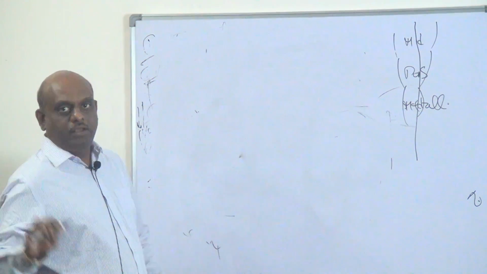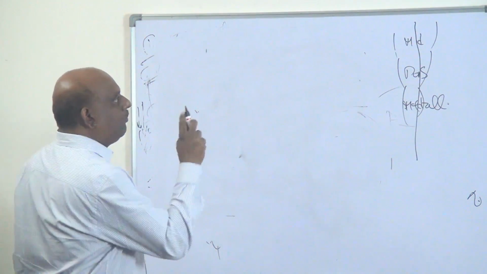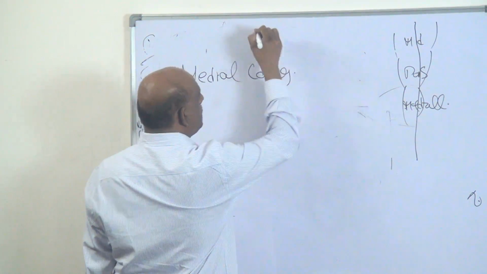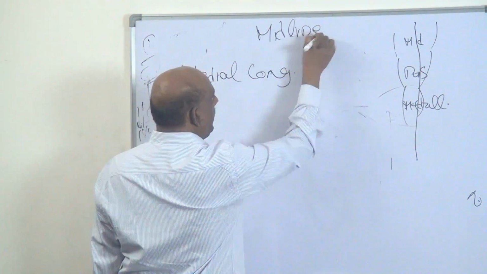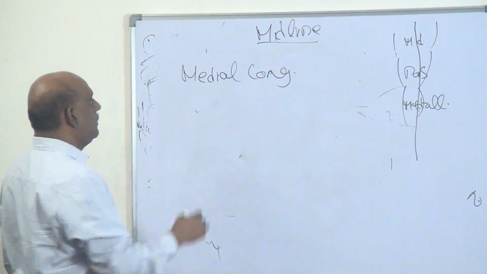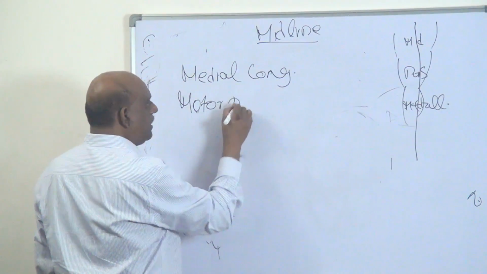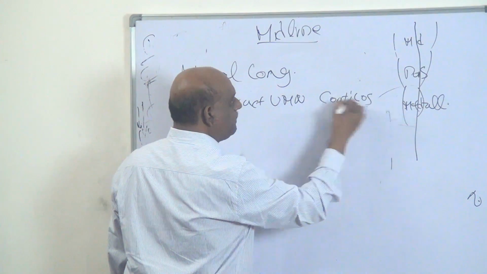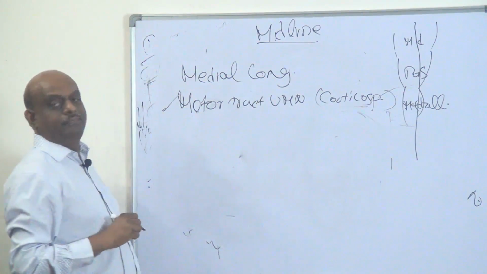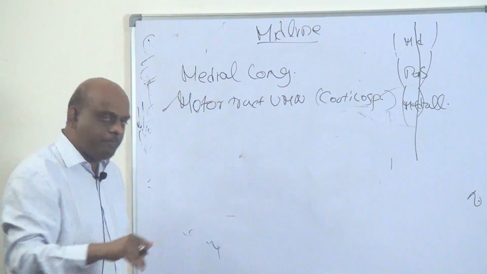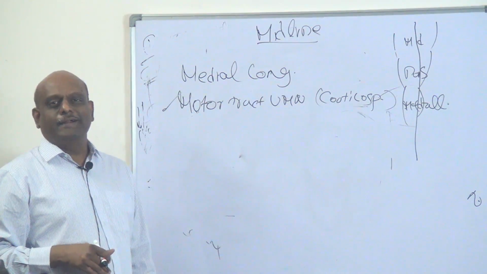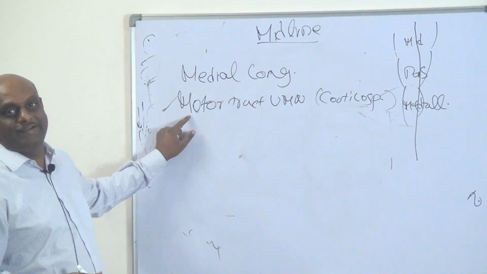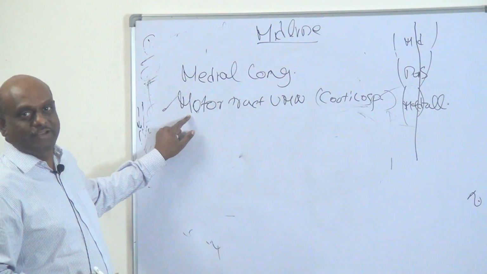Give me the board. Now, yeah, you're on the board. 1, medial longitudinal fasciculus is midline. We are talking about midline. Then, motor tract. What is motor tract of UMN? Corticospinal tract. This is also midline. If the midline of the medulla, midline of the pons, or the midline of the midbrain, if they are affected, then the corticospinal tract is also affected.